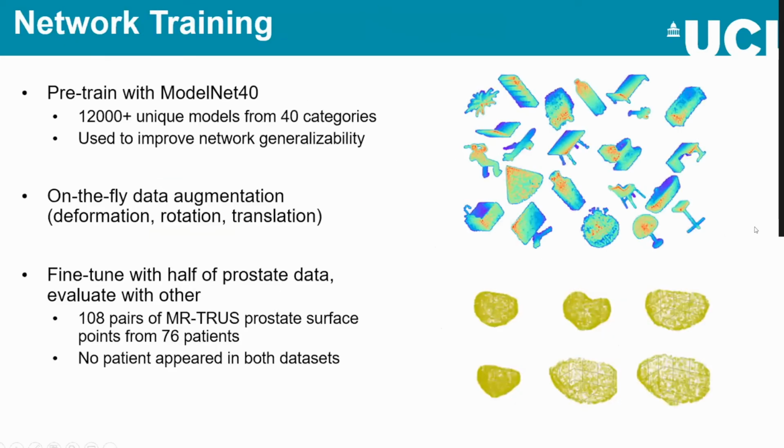A lot of people have alluded to this problem within imaging and within deep learning, that we just don't have a lot of data. While we did have, as you can see here, 108 pairs of images, we found that just really wasn't enough for this network to handle this problem well on its own. So we pre-trained with a very commonly used data set for training with point clouds, called ModelNet 40, which has 12,000 unique different shapes. It's lots of tables, chairs, desks, like you can see up here. We do some on-the-fly augmentation where we add deformation, rotation, and translation to these, and we give the network the task of predicting those displacements. We then fine-tuned with half of the prostate data set that we have, and then tested on the other, and there's a little bit more information out there for those curious.